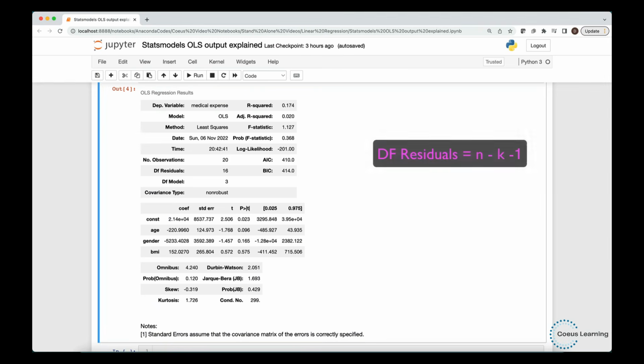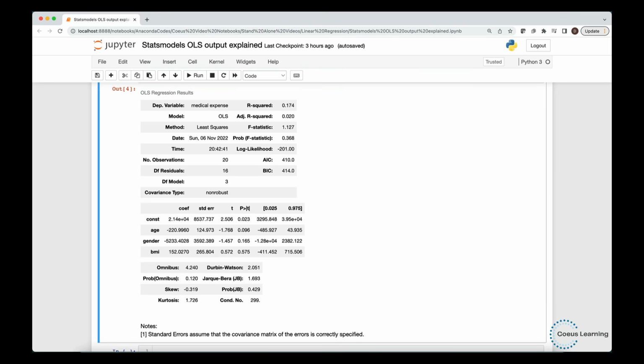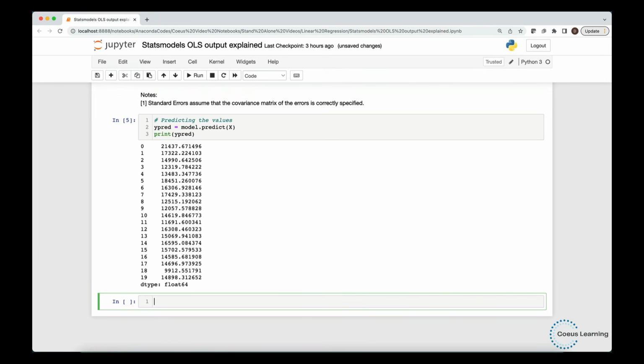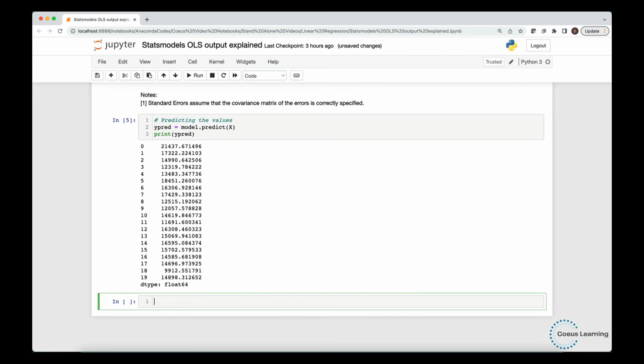The df residuals is calculated by n-k-1, where n is the number of observations, k is the number of independent variables. The df model is the degrees of freedom of the model, that is the number of independent variables. Before we see other parameters, let us predict the values by passing the x to the predict function. We get to see the predicted values. We will be using these predicted values for calculating a few parameters.